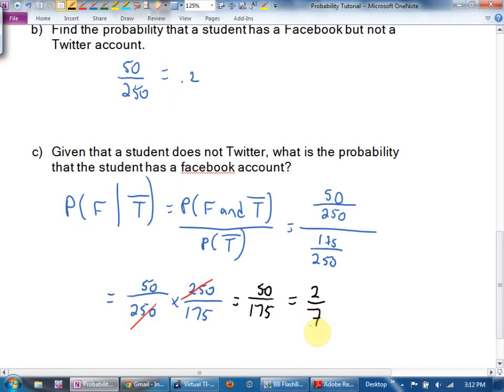If you know they don't use Twitter, based on my made-up statistics, which are terrible, there's a 2 in 7 chance that they have a Facebook account. Okay? So I could give you a Venn diagram question and ask you to do something with it.